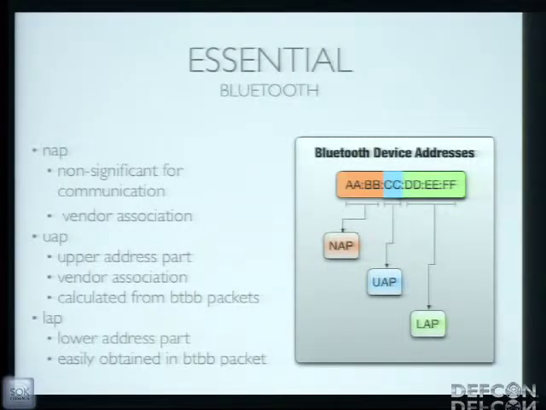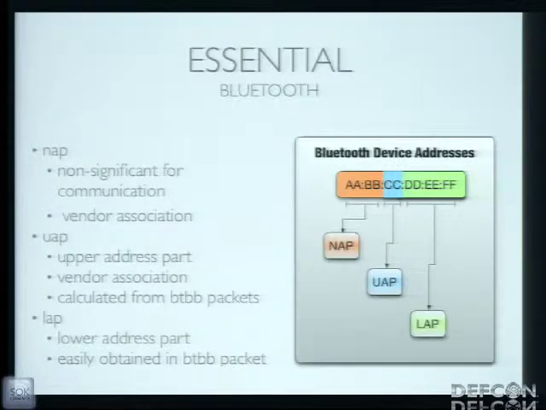The NAP is the non-significant address part, right? Because we don't need it. And luckily we don't need this because it's actually the hardest part to obtain when we're passively monitoring Bluetooth. The UAP, this can be derived from packets that we obtain during passive Bluetooth monitoring if the packet actually has a payload or data associated to it, right?